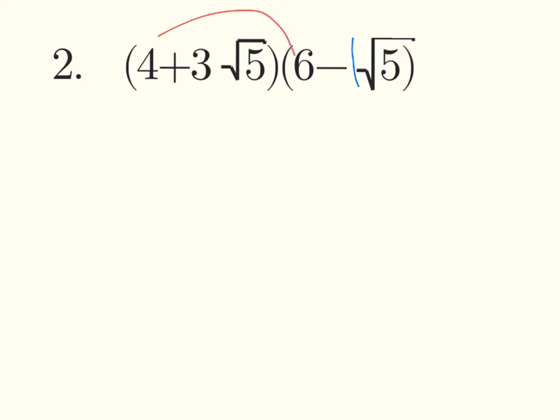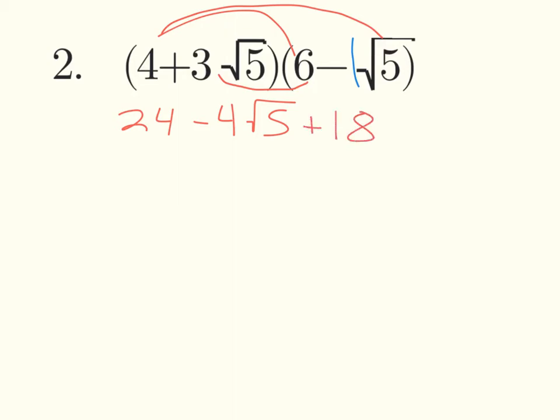Again, we do 4 times 6, which is 24. And then we're going to do the 4 times a negative 1 square root of 5. Well, 4 times 1 is negative 4. Negative 4 square root 5. Now we're going to go here, the 3 square root of 5 times 6. Once again, the 3 is multiplied by the 6 to get 18. The square root of 5 just goes along like if it were a variable.